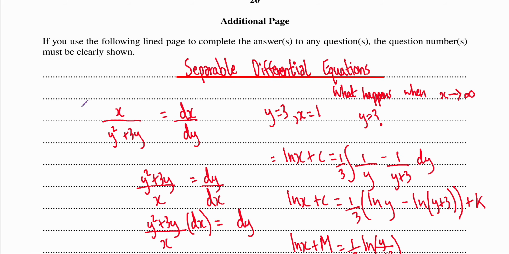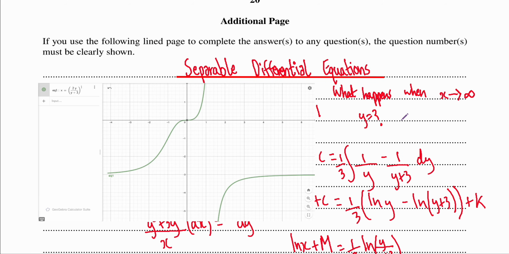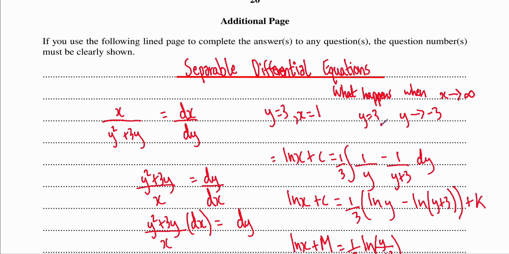So I'll put a graph up on the left side. And that means that our y is going towards minus 3 as x is going towards infinity. And you will see what that looks like on the curve. You can draw this curve by yourself as well, and you will see that this is true. So yeah, that's separable differential equations.